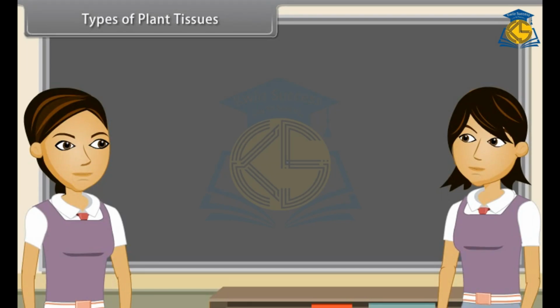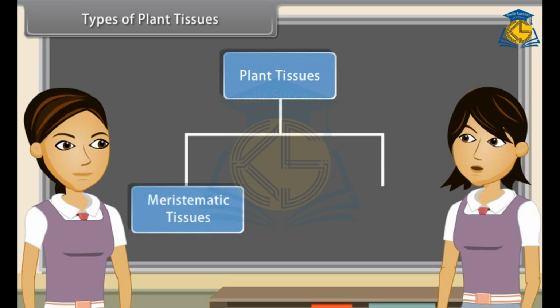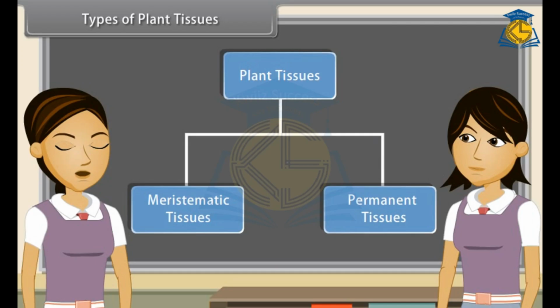Types of plant tissues. Ankita, do you know that on the basis of their dividing capacity, plant tissues are of two types, meristematic and permanent. Those tissues which divide continuously and help in increasing in length and girth of plants are known as meristematic tissues. These are found only in growth regions of plants. While those tissues which are derived from meristematic tissues but have lost the power of division and have attained their definite forms are permanent tissues.